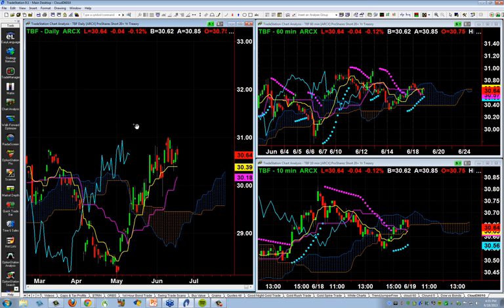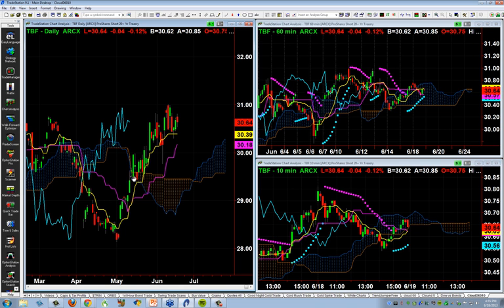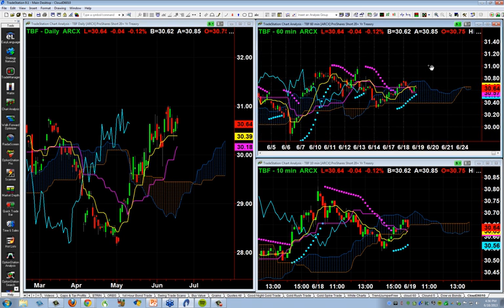TBF, we've got a situation here on TBF. Looks like a decent long. The price action is above the cloud. The lagging line is above the cloud. The 60 minutes is a little weird just because it's going a little sideways. It's not great, but it doesn't look terrible.